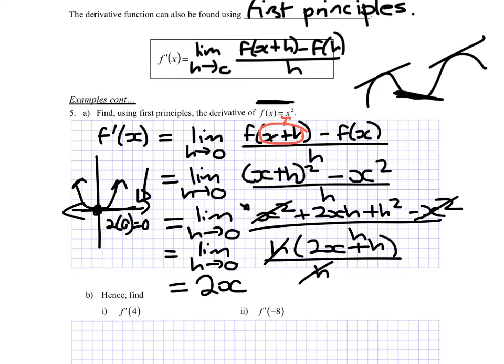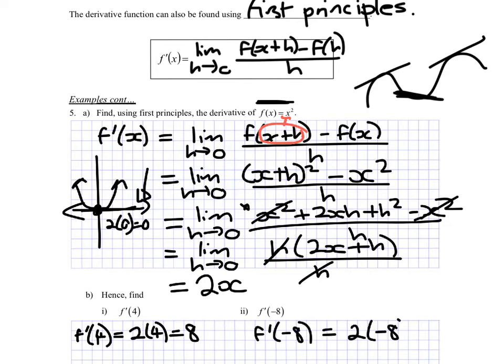Then it goes on to hence find f dash of 4. Well, that's really easy because all you have to do is substitute in 4. So you get 2 times 4, which equals 8. Over here, f dash of negative 8, you get 2 times negative 8, and that's going to be negative 16. So once you've found the actual function, it's quite simple to go on and do those extra questions.